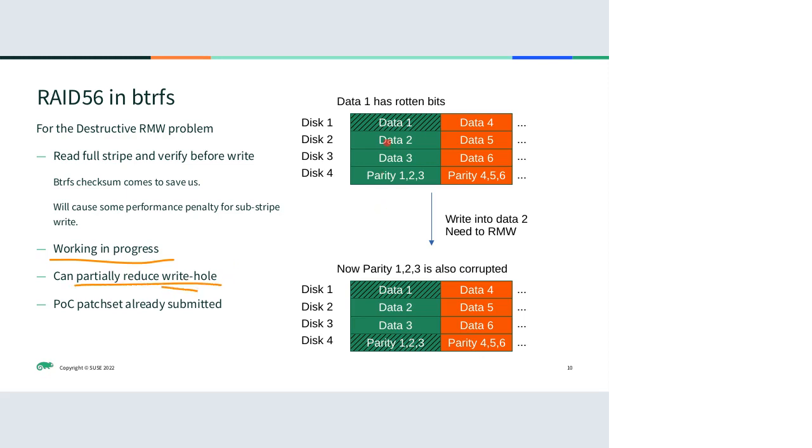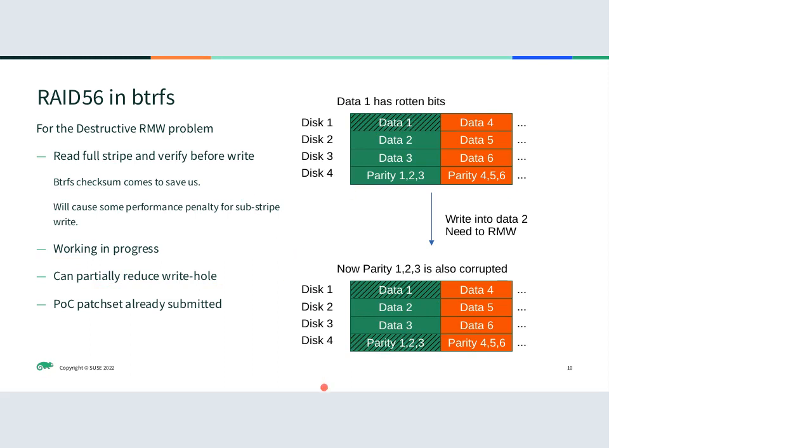For example, if we have a previous data write desynchronized, and we find out that data one has a checksum which does not match, caused by the write hole, we can recover that. The requirement is that data two, data three and the parity are not corrupted. So it can only partially reduce the problem.